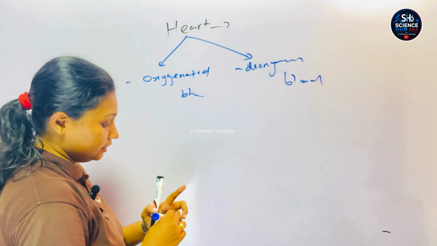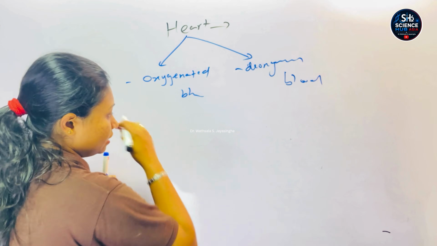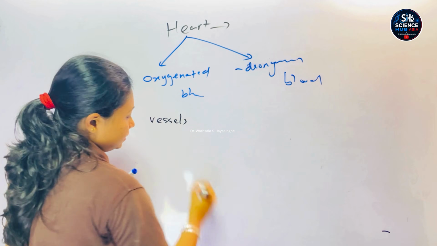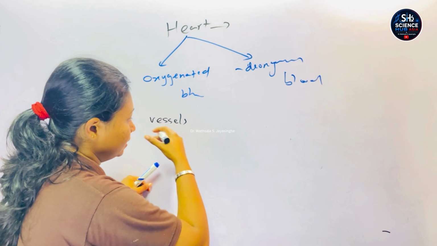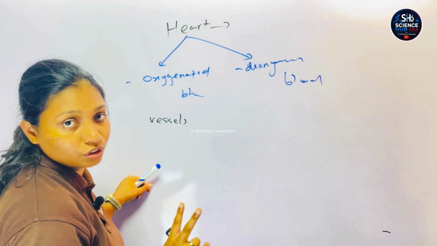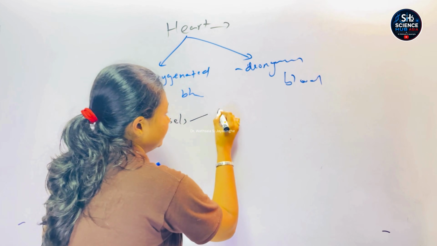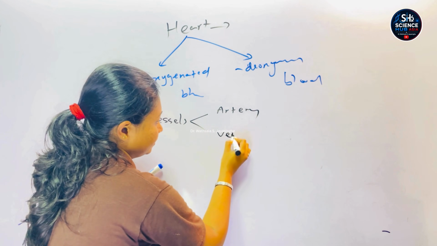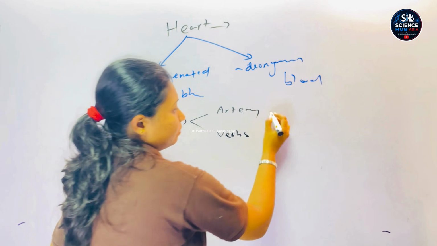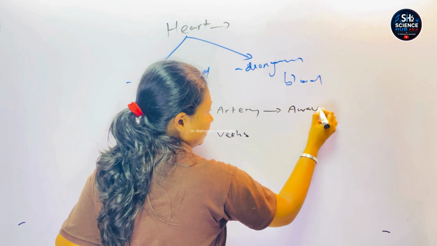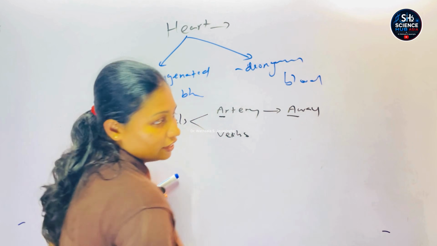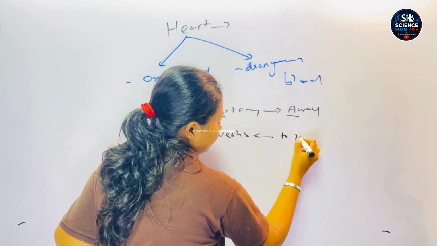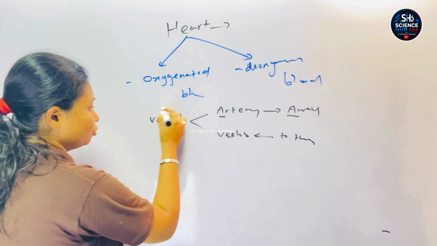The other thing is the vessels. There are two main types of vessels; actually there are three, including capillaries. You need to learn the mechanism with the artery and the veins. Arteries carry blood away from the heart. Veins carry blood to the heart. These things should be in your mind.